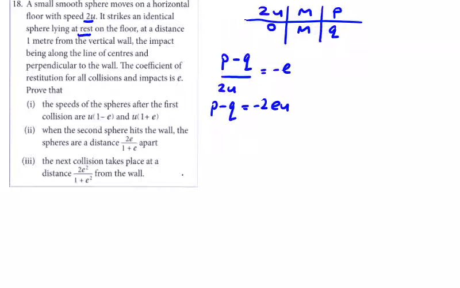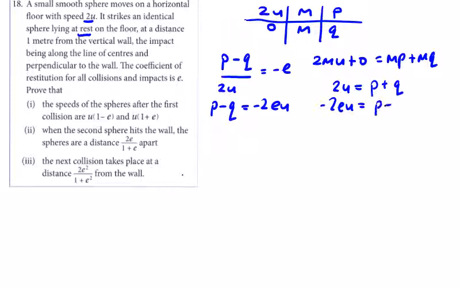Using conservation of momentum, m times 2u plus 0 is equal to mp plus mq. Dividing by m, 2u is equal to P plus Q. We have a minus Q on the other one, so P minus 2eu is equal to P minus Q. Adding these equations, we get 2P is equal to 2u minus 2eu.